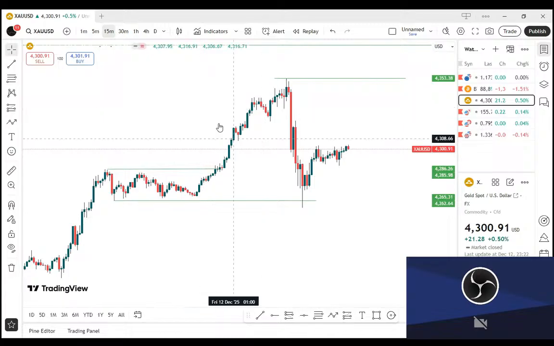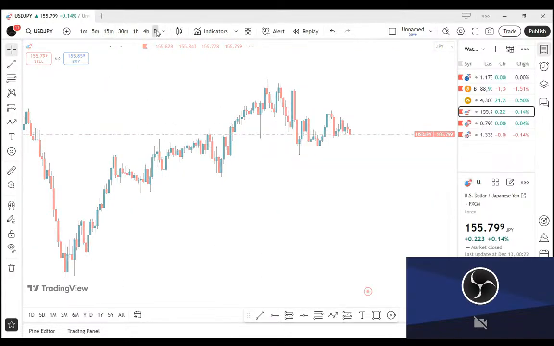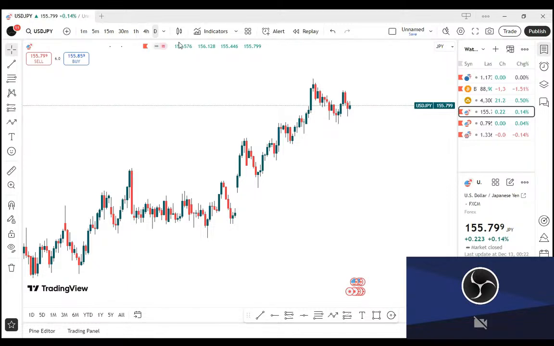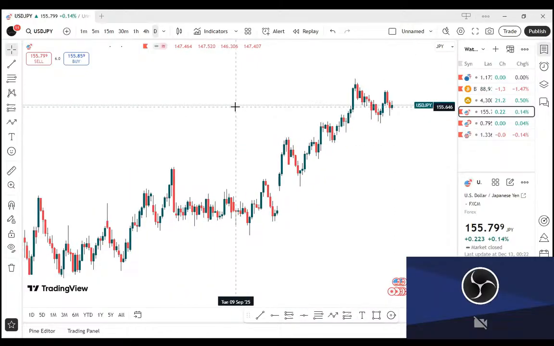So this is it, 15 minutes time frame on gold. What you have to do, let's drop down to USD JPY. This is the daily time frame. Let's see what USD JPY is doing.